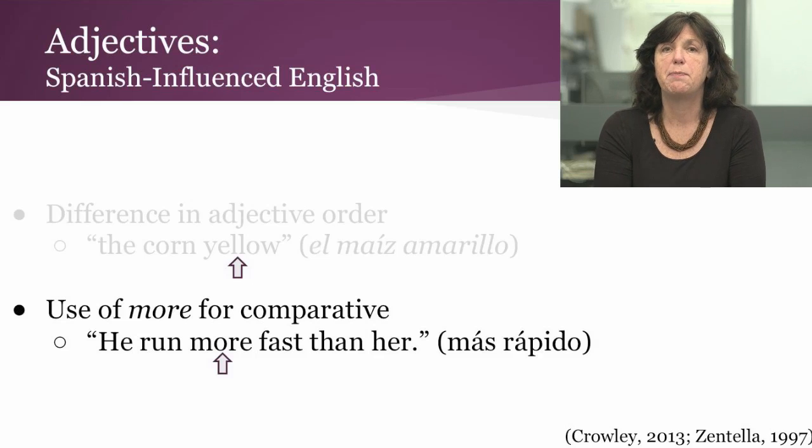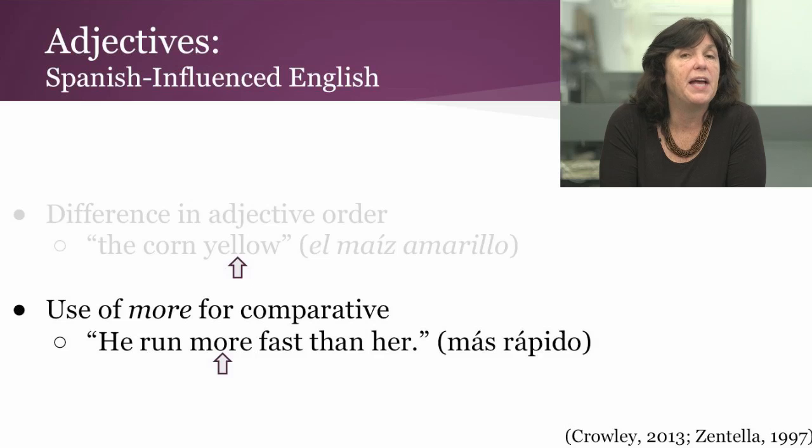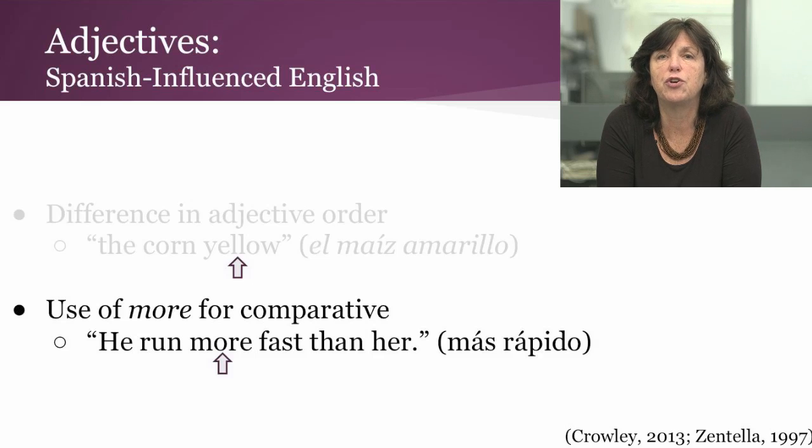The English of a Spanish-speaking L2 or a monolingual English-speaking student growing up in a Latino community might be influenced by the Spanish form, más rápido, when using the comparative form in English. What other feature do you see here? That's right. Omission of the third person singular S inflectional morpheme in he run.